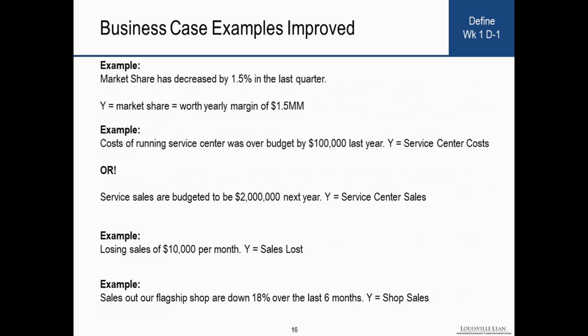And the second one, I said I thought there were 2 projects. Cost of running the service center was over budget by $100,000 last year. My big Y is service center costs. It's not people. We got too many people we got to fire. Well, let's not do that yet. Let's say that we're over budget by $100,000. Or I think better, our service center budgeted sales are going to be $2 million next year. So Y is equal to service center sales. And it's easy. Now we know what we're working on.